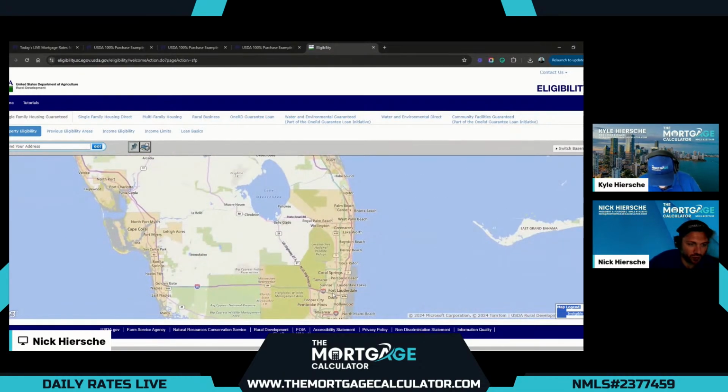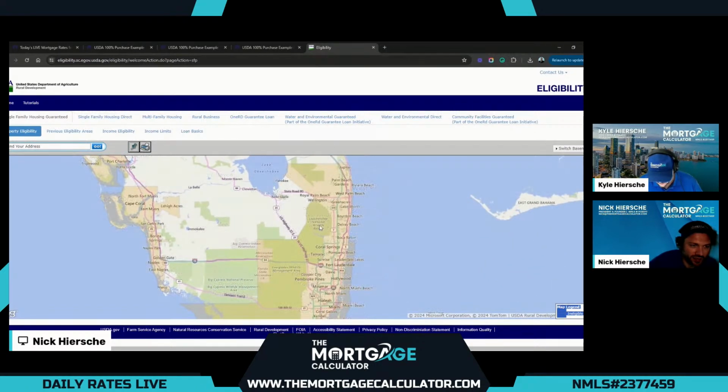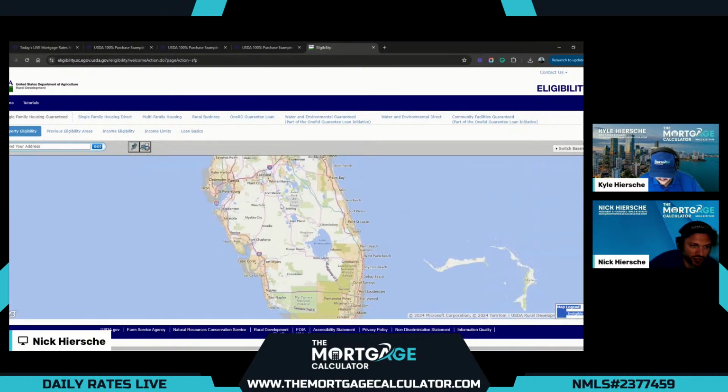So down here, where we are in South Florida, you see the whole area is shaded ineligible. But if you get out here into some of the areas in between the major cities, there's a lot of white area here, right?